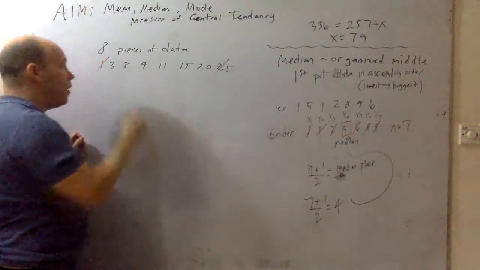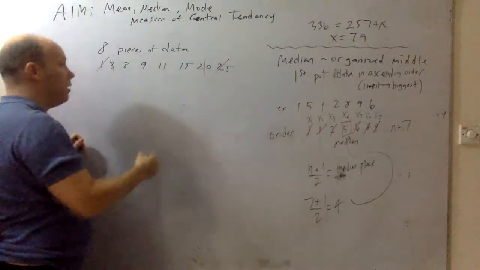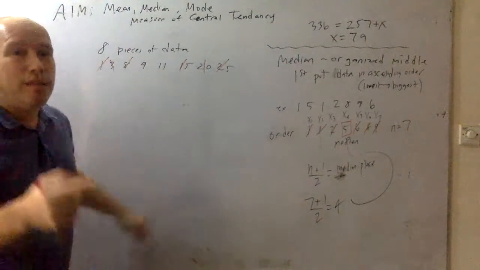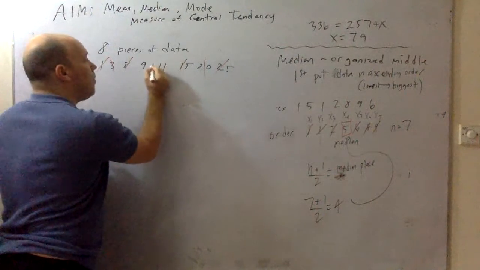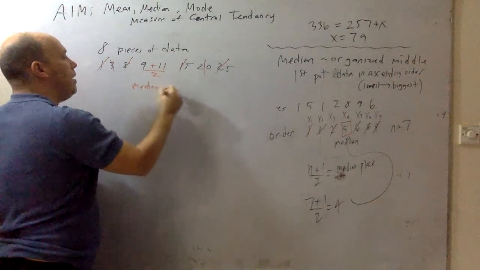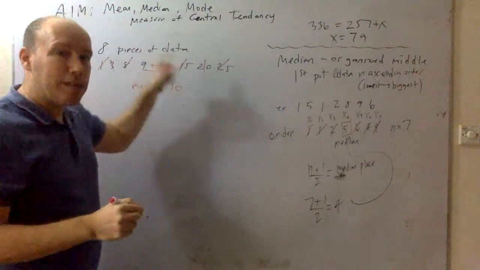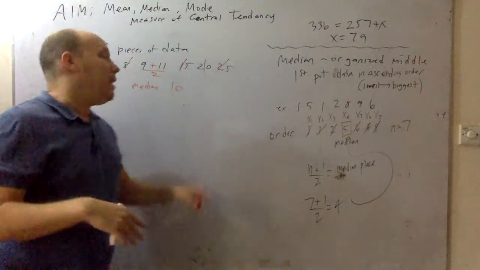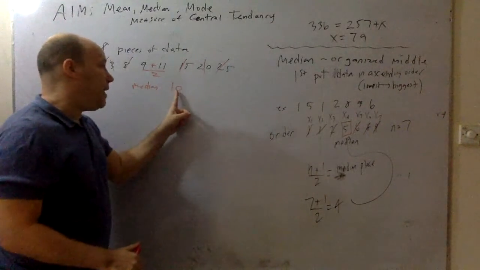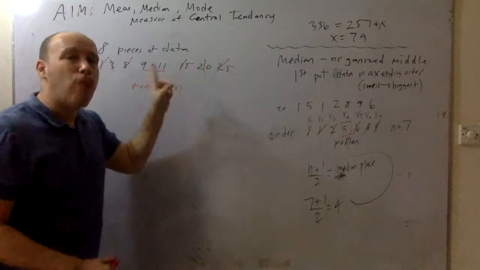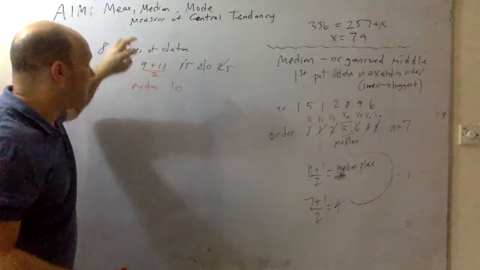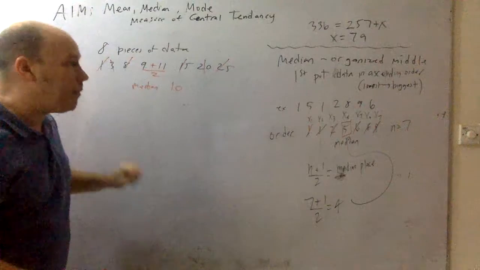Lowest, highest, lowest, highest, lowest, highest. So we have 2 pieces of data. The method is add these up and divide by 2. And therefore the median is 10, because 9 plus 11 is 20, divided by 2 is 10. Once again, the median is not a data point. It's just a representation. So the middle of this is 10.